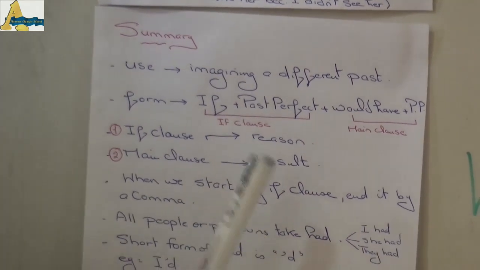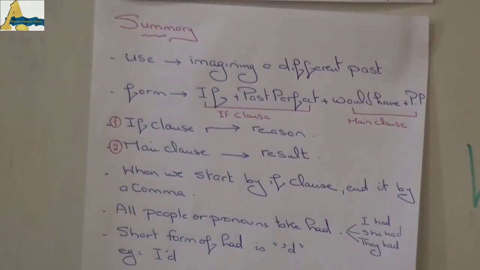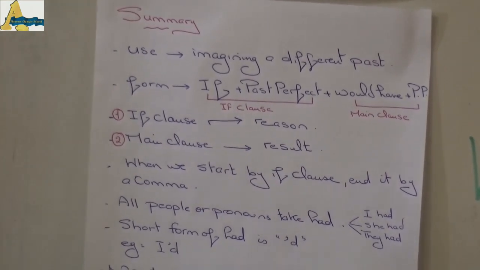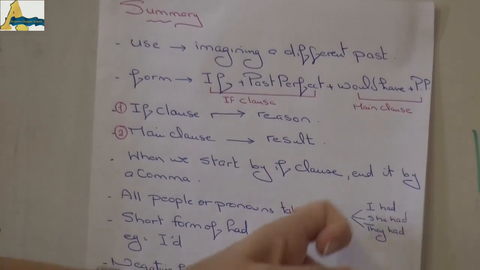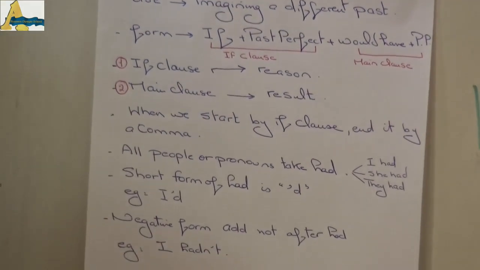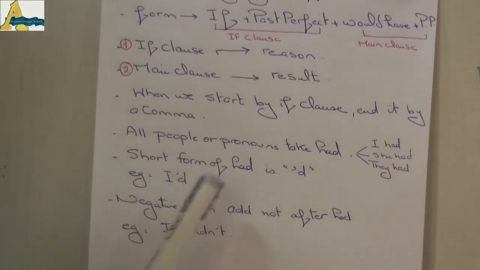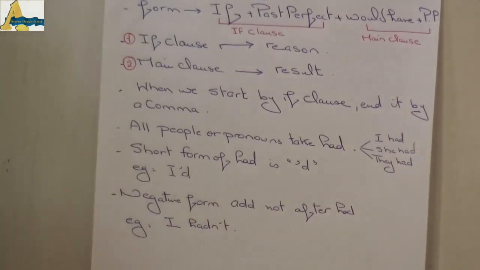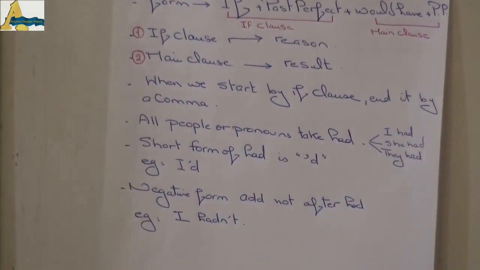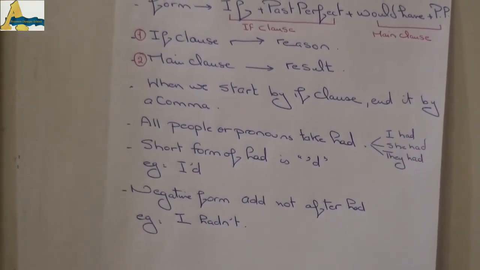When we start with the if clause, it is ended by a comma before starting the second clause. All people or pronouns take had: I had, she had, they had, and so on. The short form of had is apostrophe d. And for the negative form, just add not after had. For example, I hadn't and she hadn't.